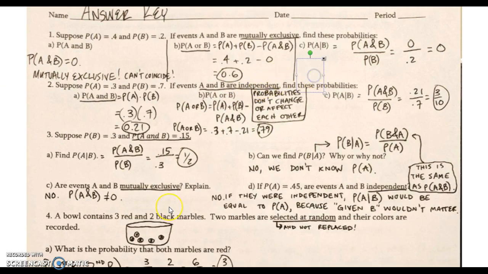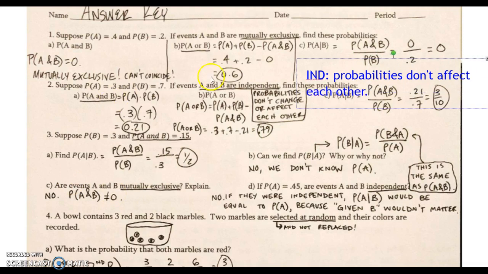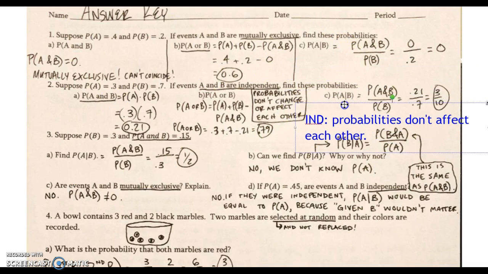Remember that independent means that their probabilities don't affect each other. I guess it was silly for me to write this because I already wrote it here, but that's fine. The probability of A and B, when two events are independent, finding the probability of A and B is as simple as multiplying the probability of A times the probability of B. That's how we got 0.21.